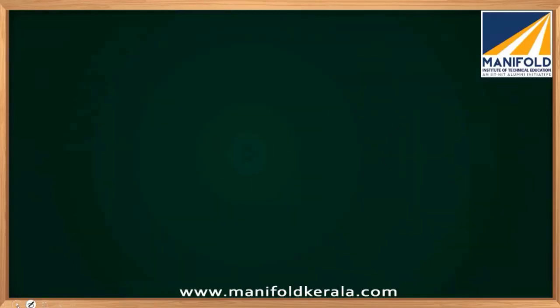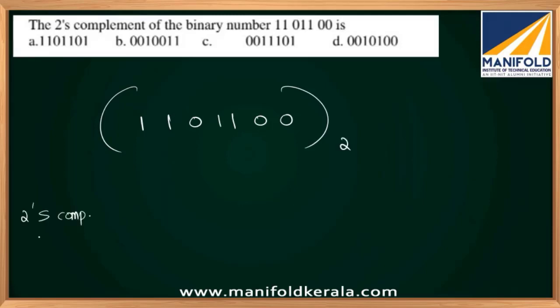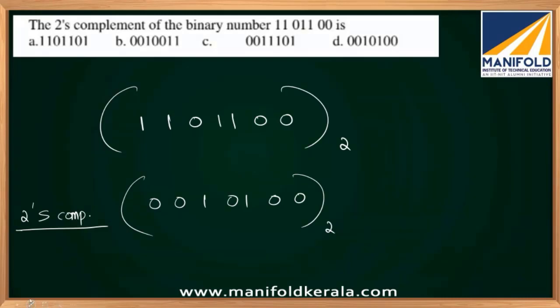So let's see. There were some questions on these. This question was actually asked in the Kerala sector in 2013 for JTO. The 2's complement of the binary number 1101100 is? So this is the binary number. What is the 2's complement? You can start from here and scan towards the left, and you got the answer already. So it is 0010100, right? So the answer is this one, Option B.